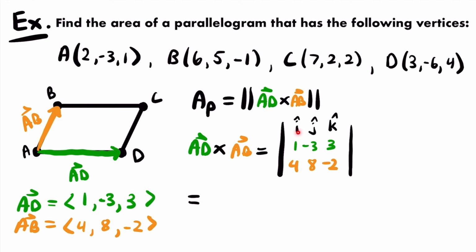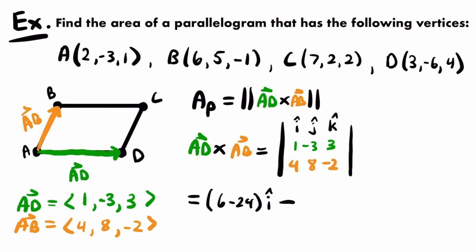We'll start by looking at vector i. We're going to cross out the row and the column that it's located in, and then use the remaining 4 values to calculate a 2x2 determinant. So we'll have negative 3 times negative 2 minus 3 times 8. Negative 3 times negative 2 is positive 6, and 3 times 8 is 24. So we'll have 6 minus 24, and then we're multiplying that by i.